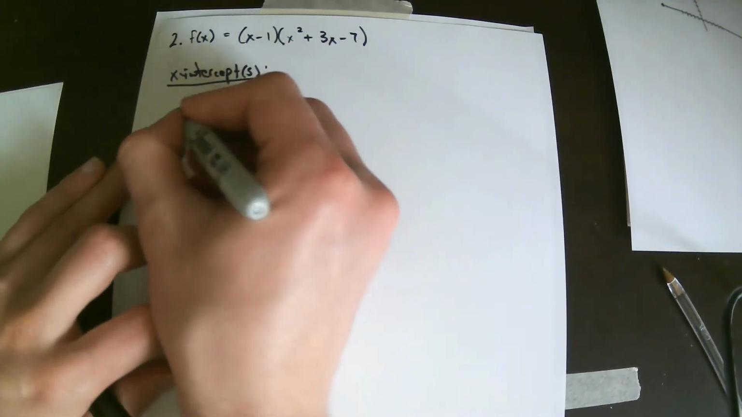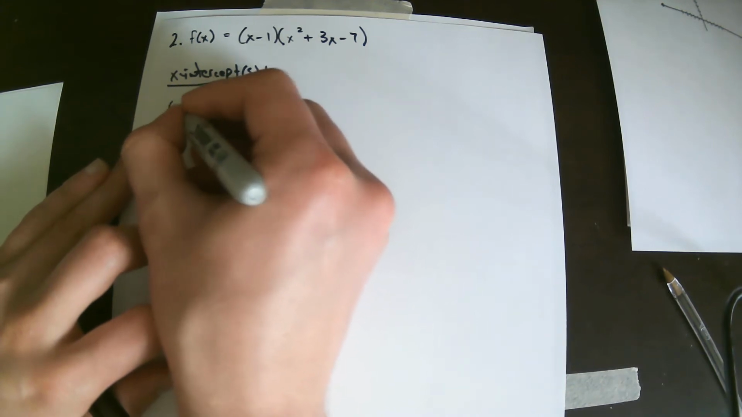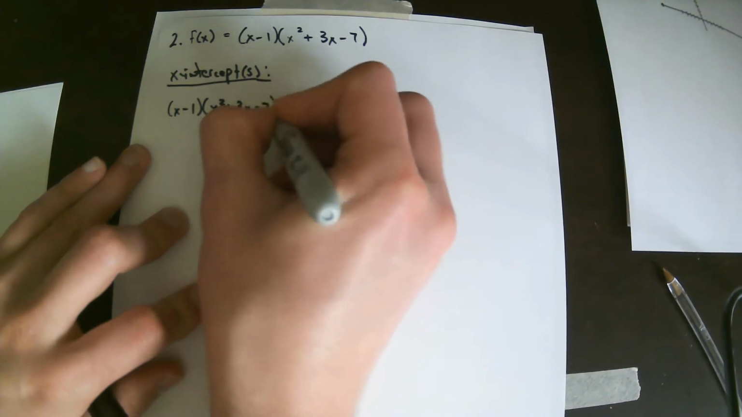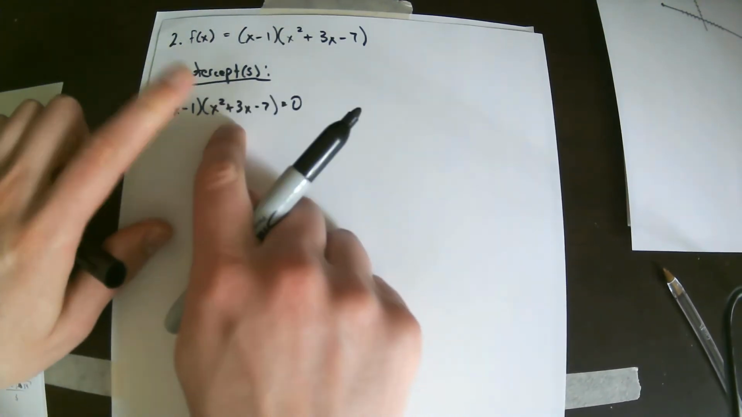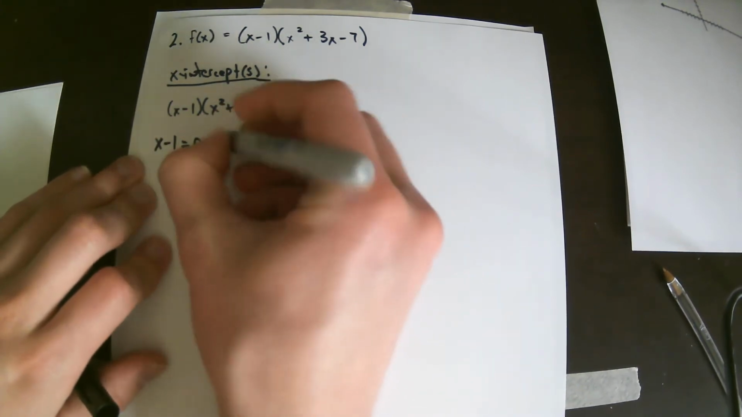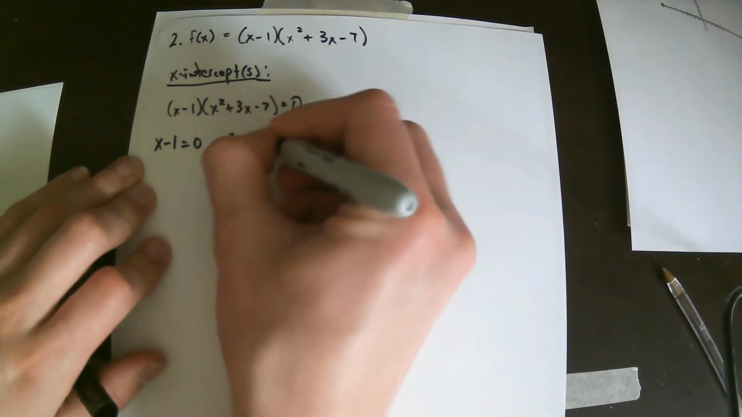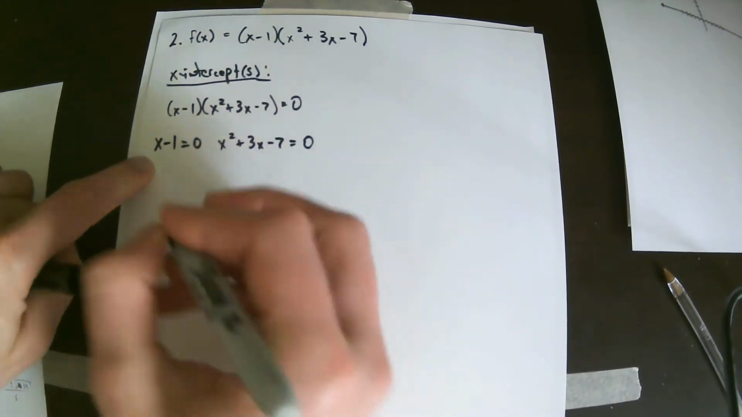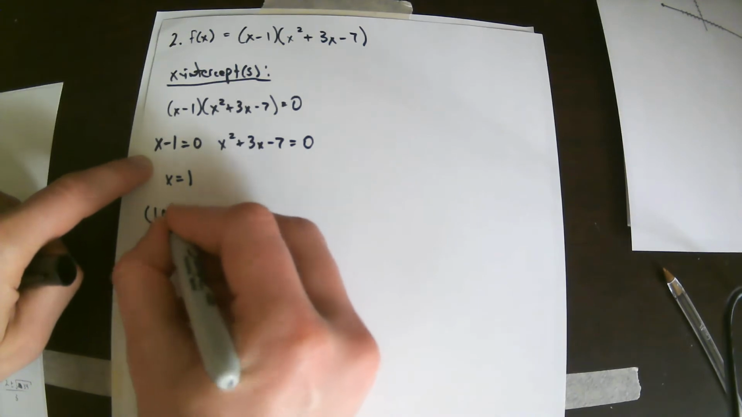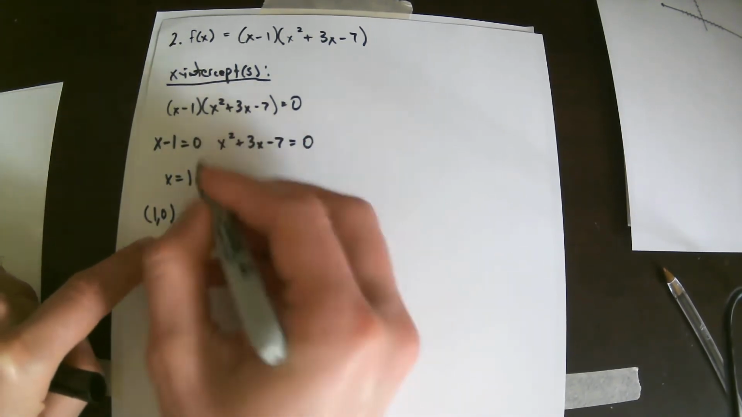Alright, so we're going to set the function equal to 0 and solve for x. Product of two things equal to 0, so I can split them. This one is very easy to solve. X is 1, so there's 1. There's one x-intercept. Need to solve this.